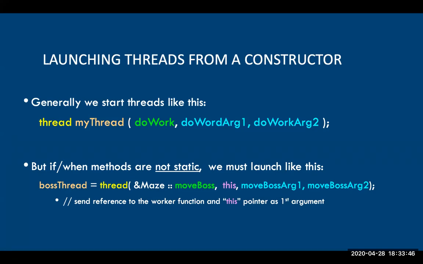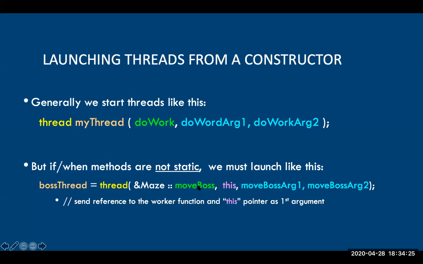So if it's static, it's easy for the myThread constructor to find it and call it. But if it wasn't static, if the doWork method lived in the instance, we'd have to go through a lot more syntax, which is interesting but very, very specific, in order to tell the thread constructor, hey, we want our thread to actually come from this reference of the maze class, which is moveBoss, and then we're going to send in this, which is a special pointer to that instance, and then we can list the arguments for whatever that worker function is, right?